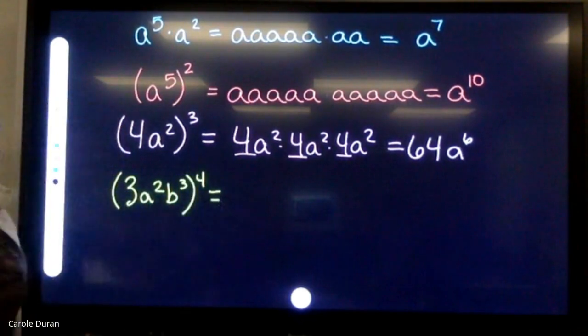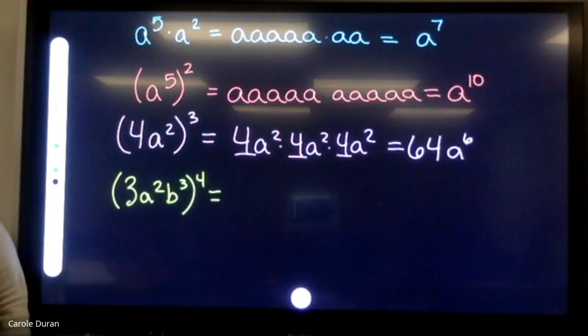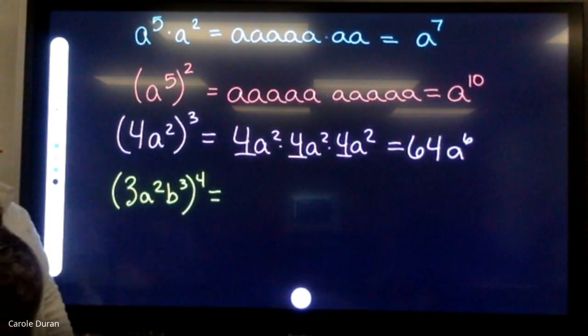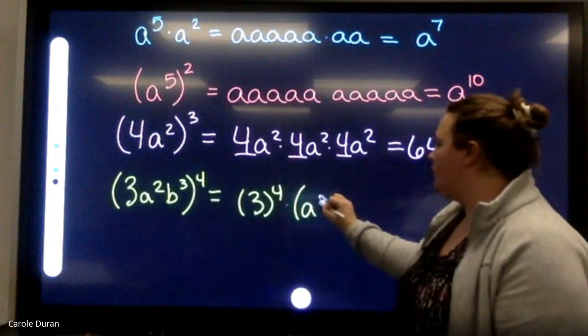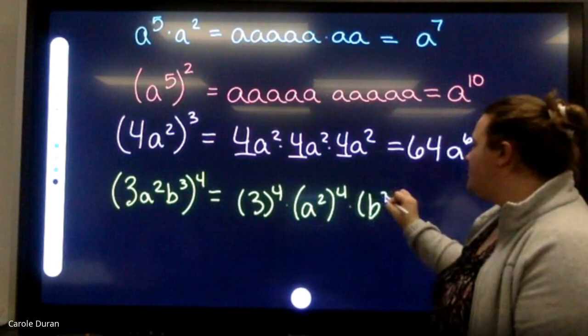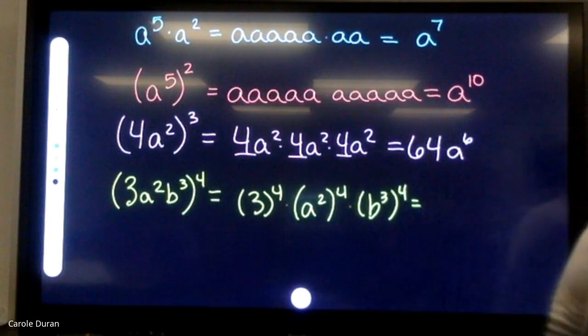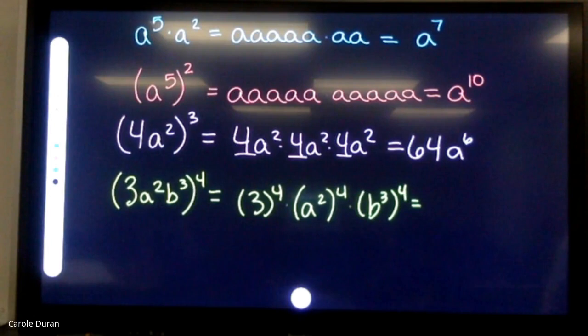Okay. So now I have the quantity 3a squared b cubed, all to the 4th power. They multiply by themselves, right, but there's another way I could write that because I don't really want to write that 4 times. So this is the same as 3 to the 4th times a squared to the 4th times b cubed to the 4th. I can solve those individually. So what's 3 to the 4th power? 81.